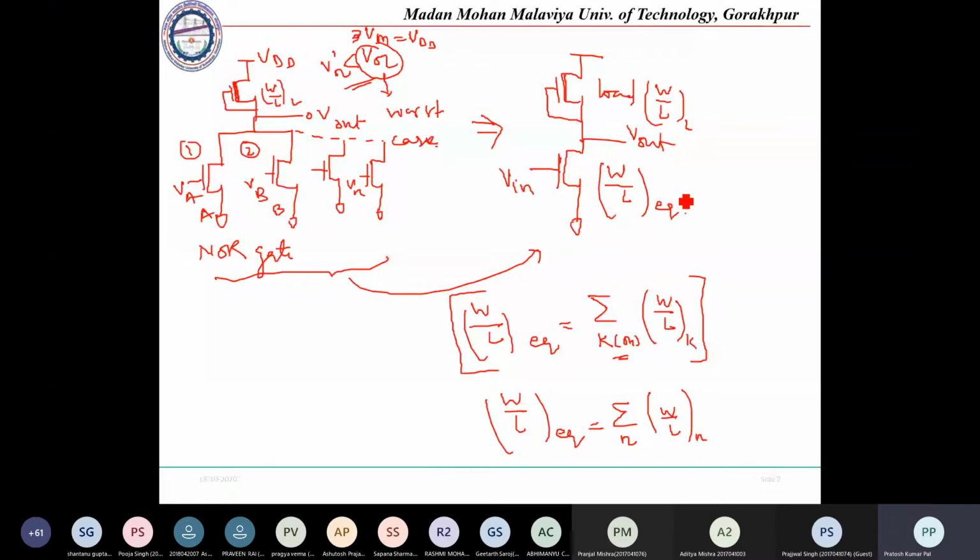Okay, so n times we will be adding it. So W by L of 1, W by L of second one, up to W by L of n times. Equivalently, it will be equal to n times W by L. Suppose each transistor has the same W by L ratio. If all are the same, then the equivalent inverter will have this W by L ratio, that is n times W by L. So this is how a parallel connection of transistors is represented in terms of an equivalent transistor.